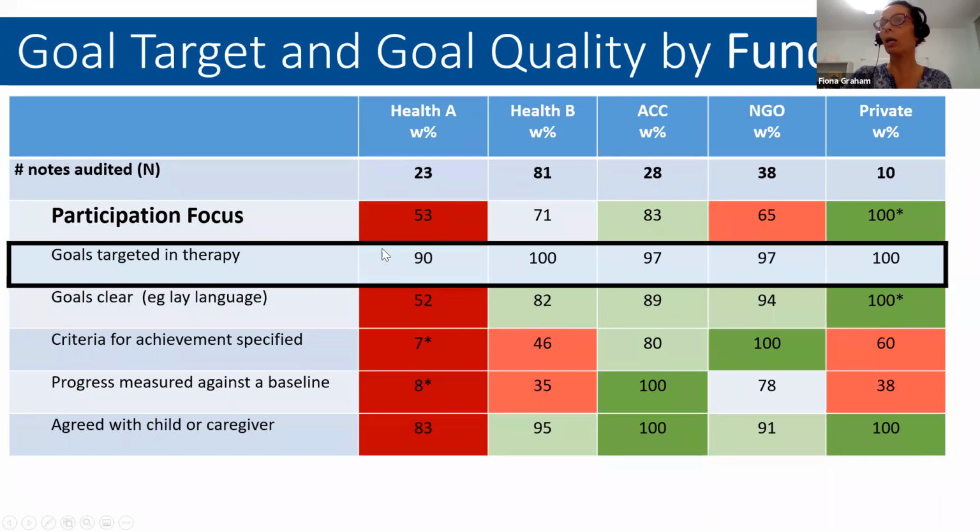The other thing to highlight here, however, is that all services performed very highly in the association between did the therapy that was described in case notes match the goals? And by and large, they did. So goals drive the focus of therapy. If goals describe, for example, impairments in body structures and functions, therapy tends to follow that aims to make changes in body structure function rather than changes in participation in life situations.